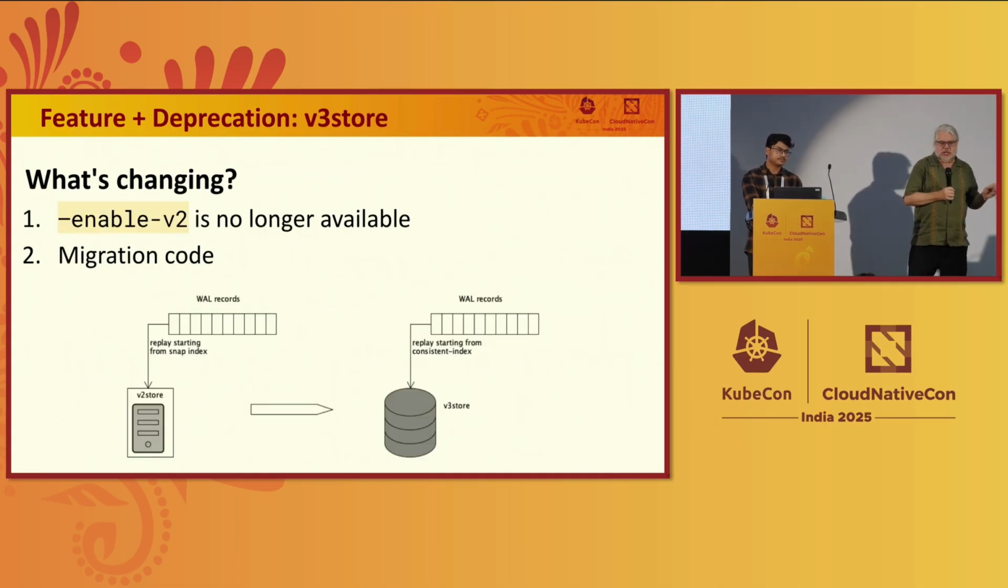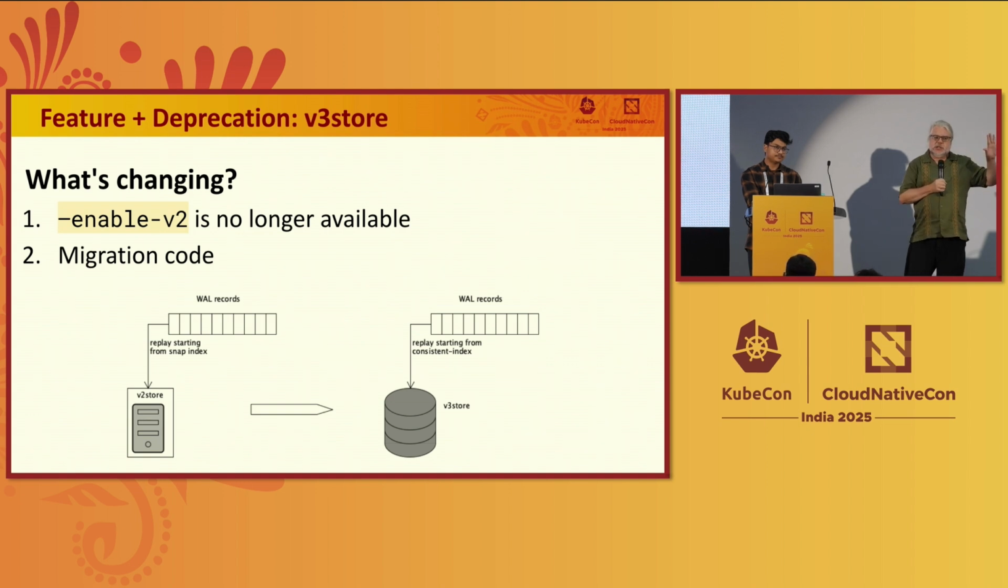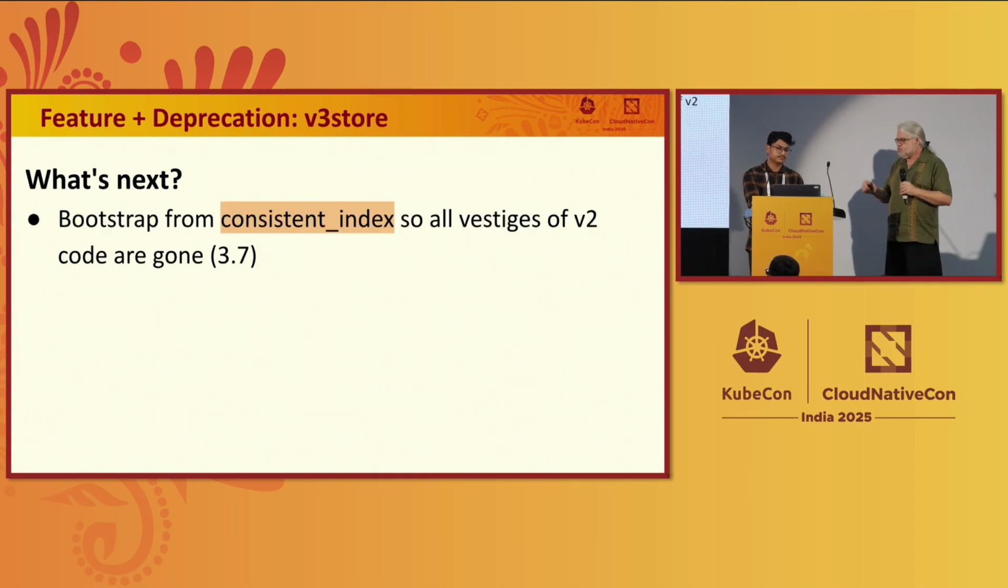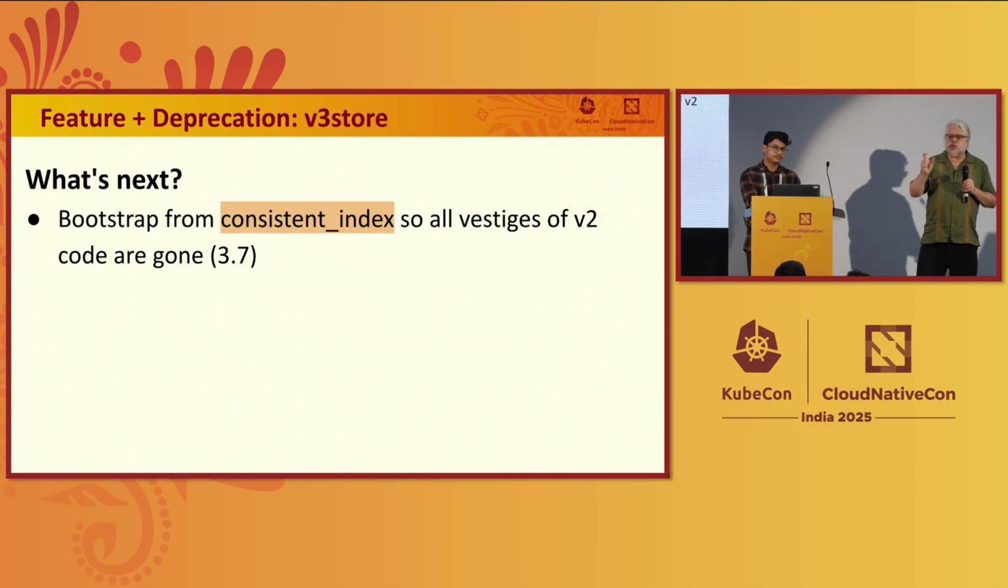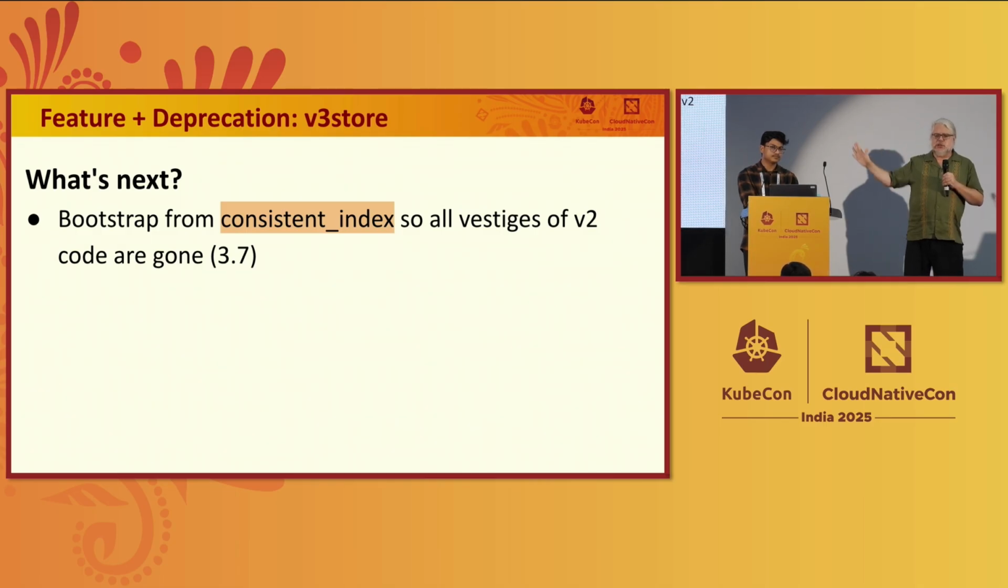So what's changing is, in 3.6, that enable V2 switch will not be available anymore. So if you actually have old V2 data because you've been running your etcd cluster for 10 years, then this upgrade is going to take a lot of planning for you. We've also added some migration code to make it easier to do that, getting rid of all of the old extra V2 stuff. The final thing is, right now in 3.6, we are still using a little bit of V2 storage during the bootstrap process for a brand new cluster. And we want to get rid of that. And then all of V2 will be gone once we get rid of that.